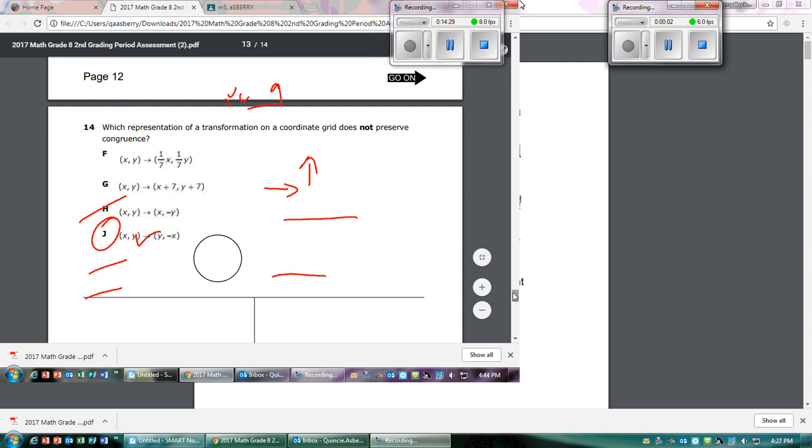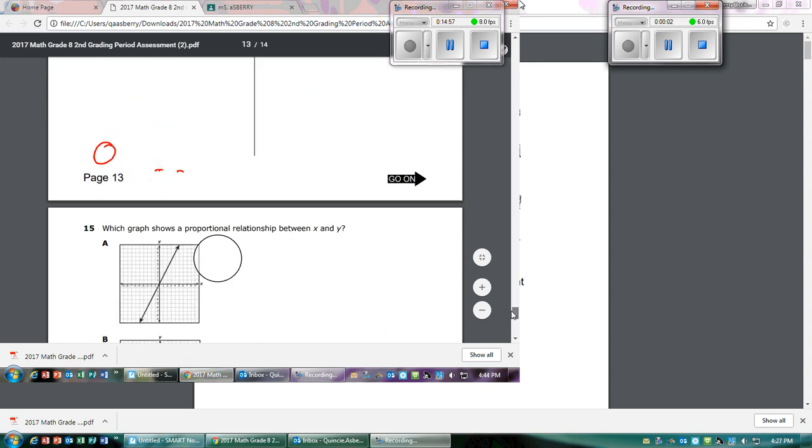14 says which representation of a translation on the coordinate grid does not preserve congruence. The only one you should know that does not preserve congruence, where your sides are getting bigger or smaller, is going to be your scale factor, F. It has a scale factor of 1/7. That means your image is getting smaller, so it doesn't have congruency.